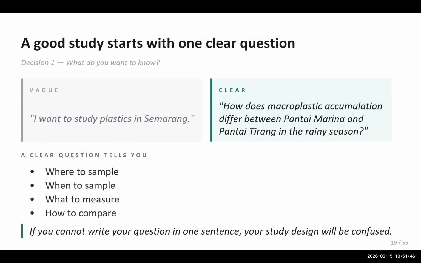On the right, we have something more clear. How does the microplastics accumulation differ between Pantai Marina and Pantai Tirang in the rainy season? This is a real question. It tells you where to sample, when to sample, what to measure, and how to compare. If you cannot write your question in one sentence like this, your study designs will be very confusing.